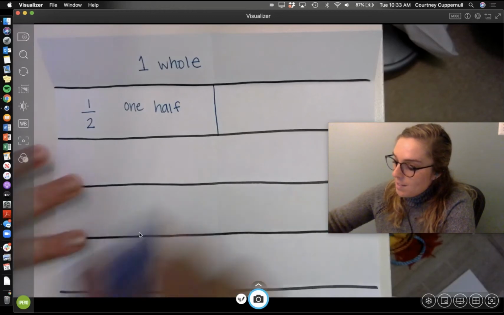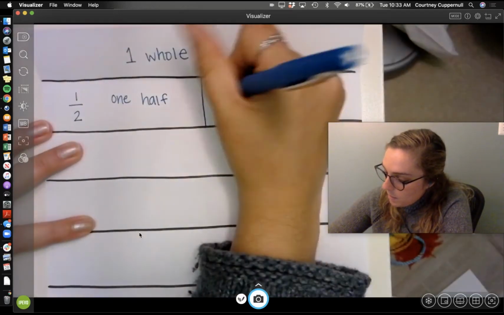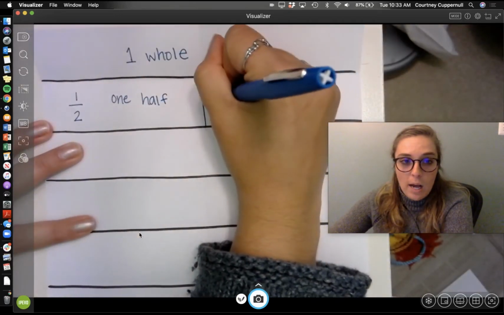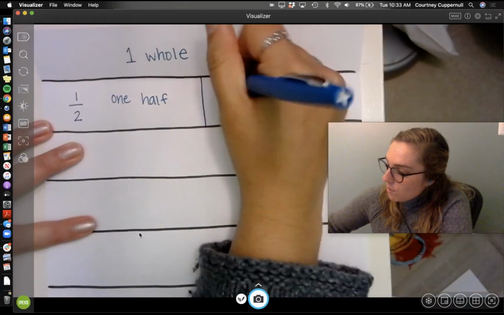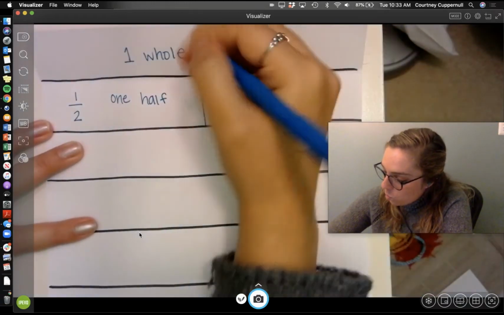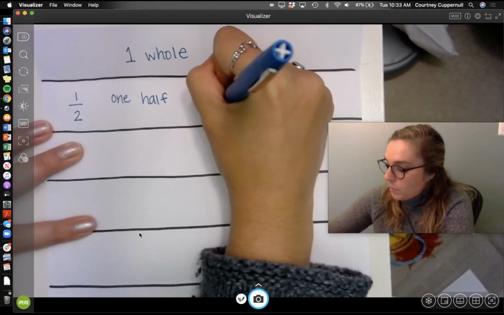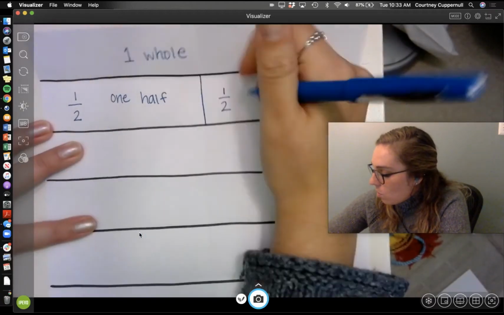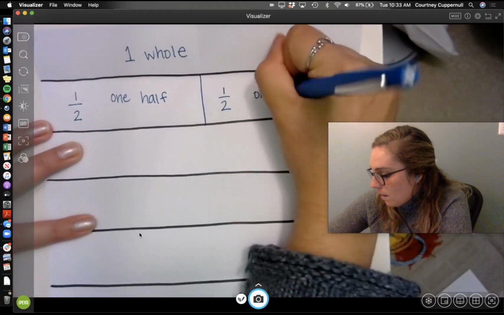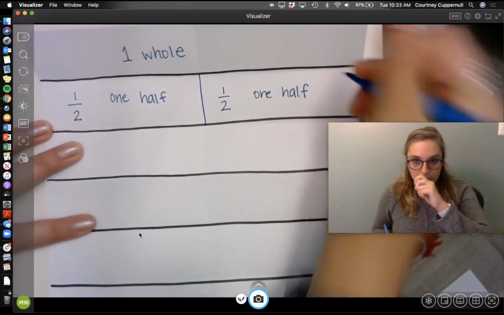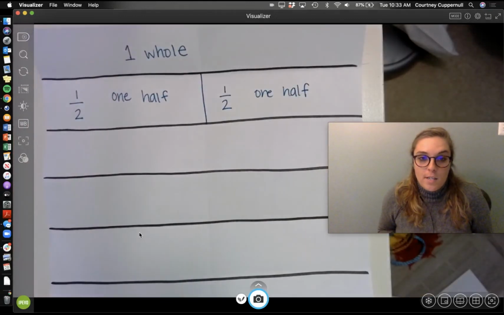I know that this is the same size piece. It is my second piece to equal a whole, but the amount of this is still 1/2. It is 1 piece of my 2 equal pieces in my whole. So this is also 1/2. And I'll give you about 30 seconds to get caught up.